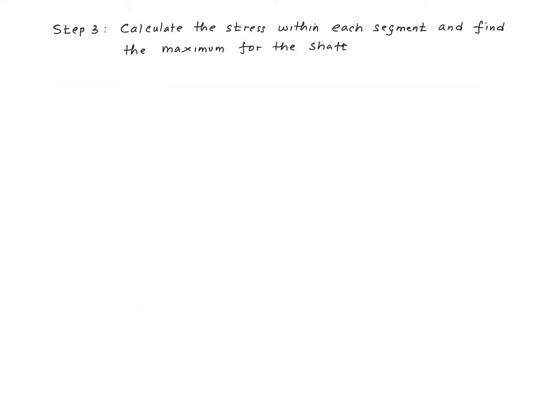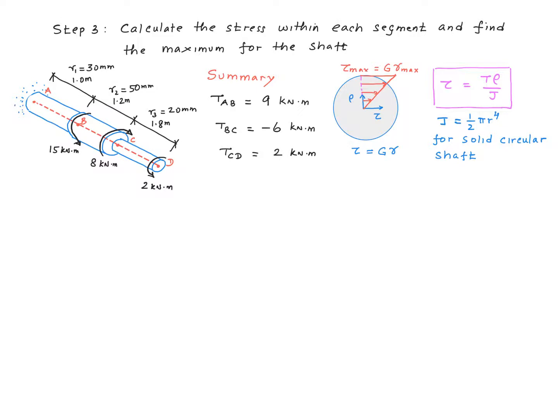Step number 3 is to calculate the stress within each segment and find the maximum for the shaft. So here's our problem. Here are the values of the internal torques that we got in the earlier slide. And here are a couple of things from a theory slide that's going to help us. First, we recall that on a given cross-section, the shear stress due to the torque varies linearly starting from 0, right? So the maximum shear stress on a given cross-section is happening at the outer fiber of the shaft.